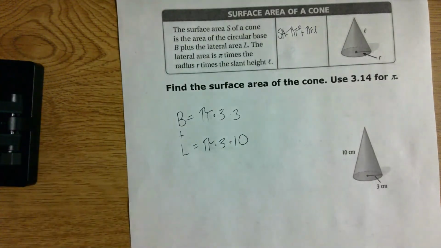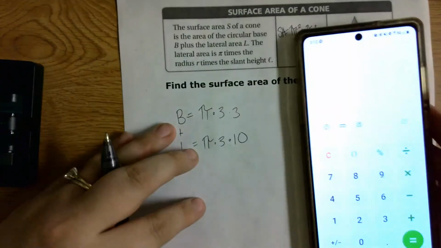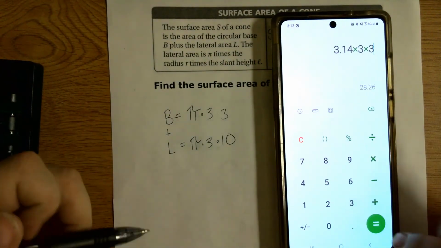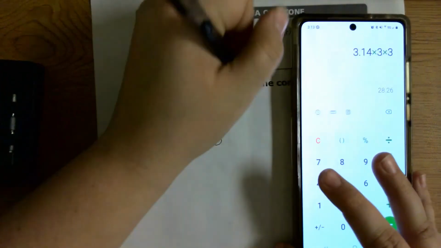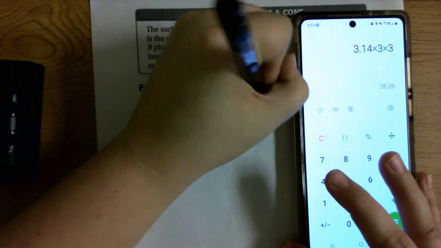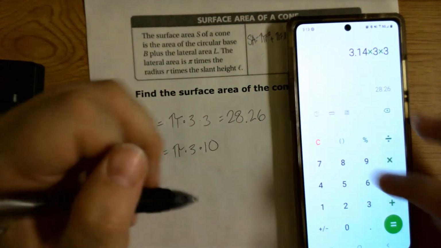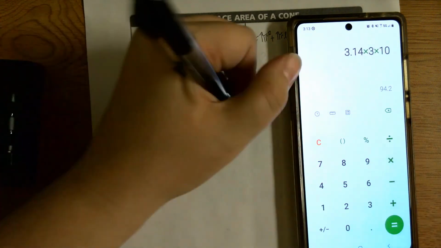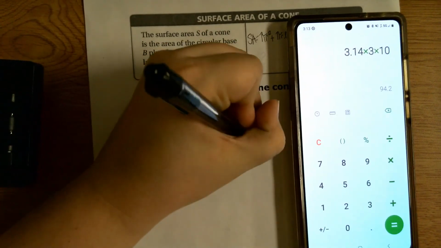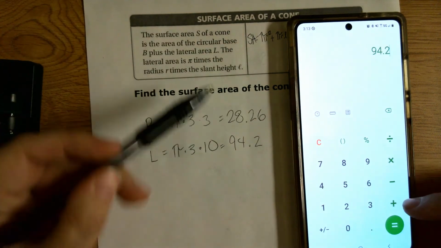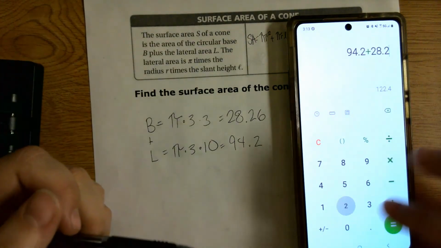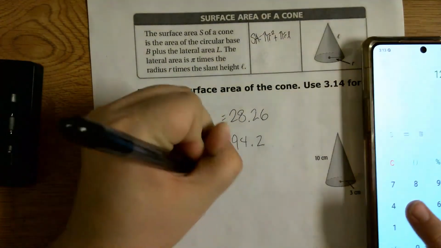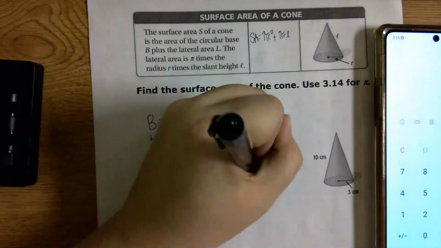So remember, we use 3.14 for pi. So we've got 3.14 times 3 times 3. So this is 28.26. And then down here we've got 3.14 times 3 times 10, which is 94.2. Then we add them together, and we get our total surface area of 122.46 square centimeters.